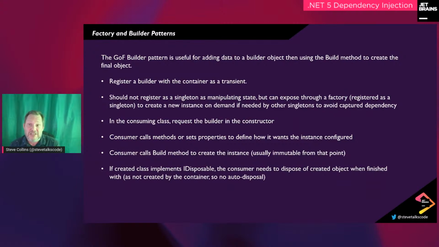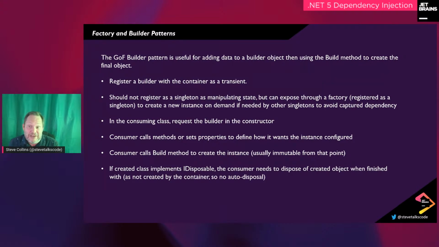With the builder, we start off very much like a factory by registering it with the container. However, this time we register it as a transient, as you're going to be mutating the state of the builder once it's been created. In its constructor, we can take in other dependencies from the container. Consuming classes then take the builder as a constructor parameter and then start using the methods and properties to build up the instance to be constructed.